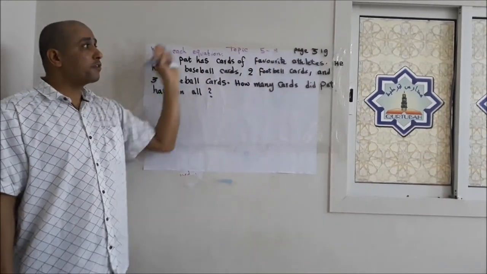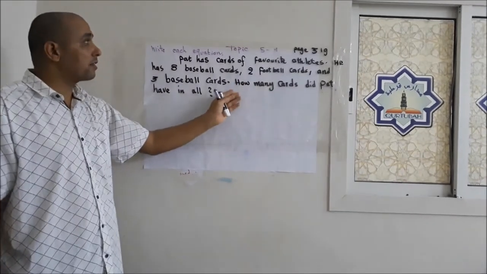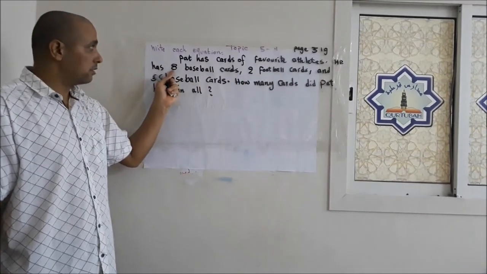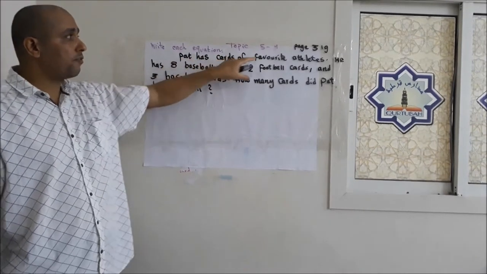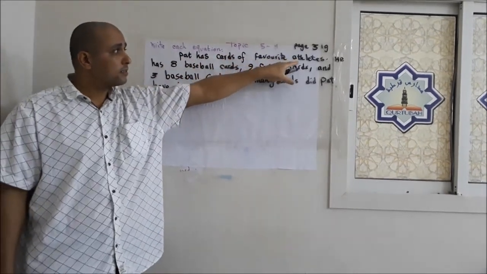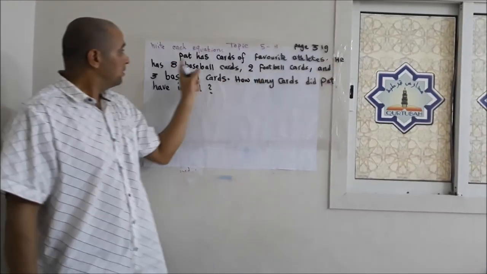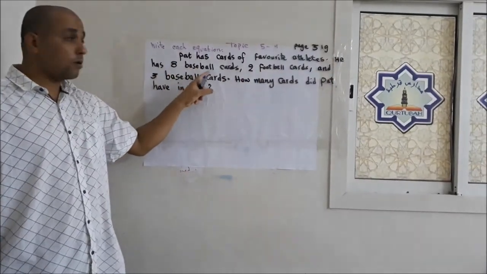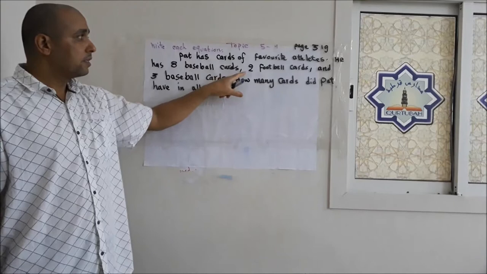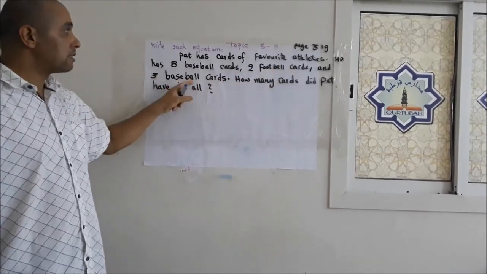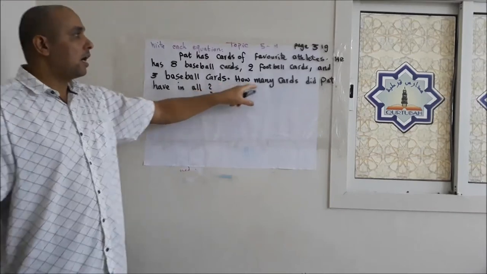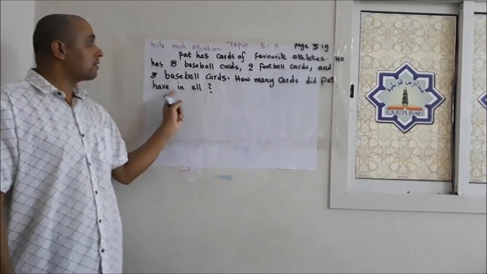Let's overview the problem first in order to find the numbers in the equation. It's about Pat. Pat has cards of favorite athletes. He has 8 baseball cards, 2 football cards, and 3 baseball cards. How many cards did Pat have in all?